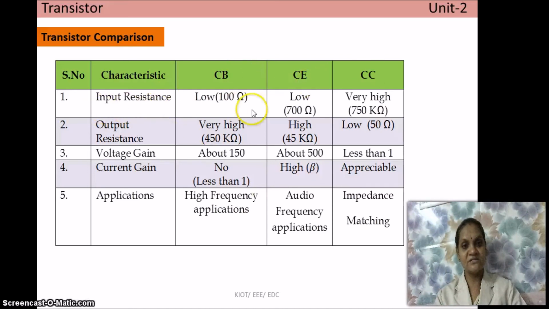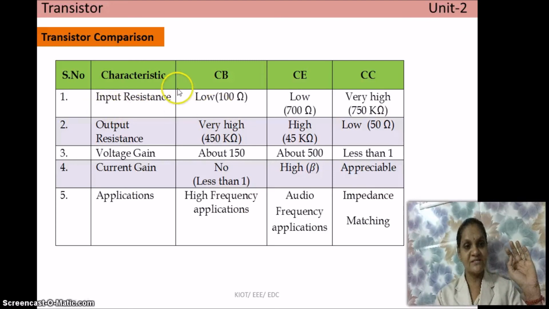See here, input resistance in common base is very low. Whatever the type of transistor configuration, keep in mind the emitter base junction is always forward biased, and the collector base junction is always reverse biased. Forward bias resistance will be very low, and reverse bias resistance will be high.